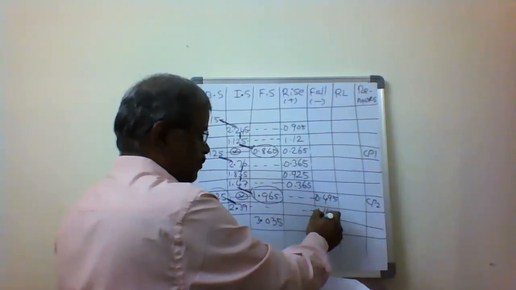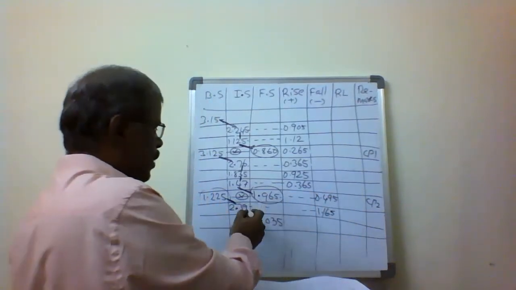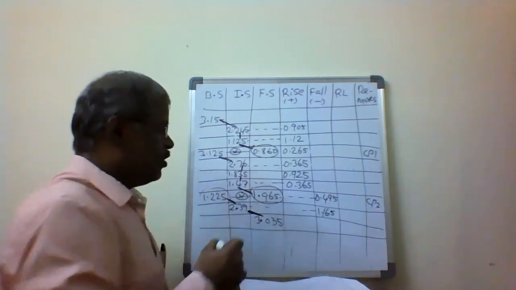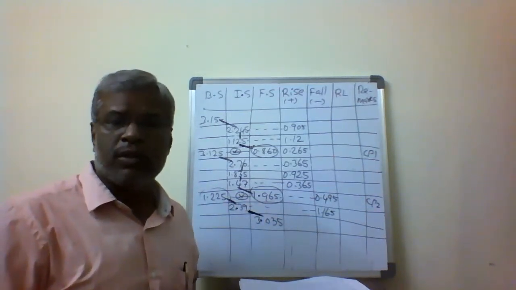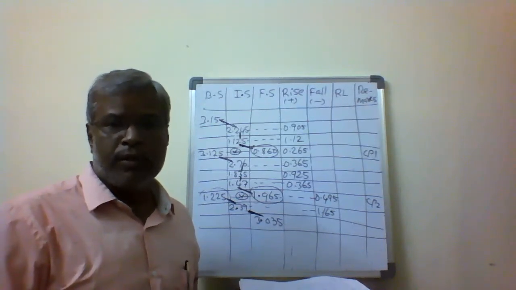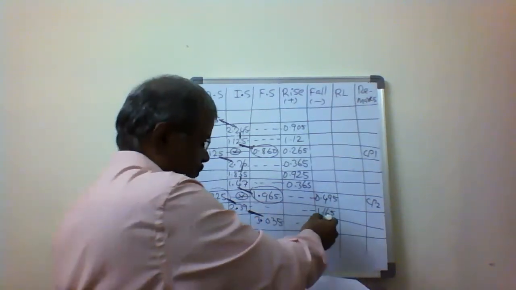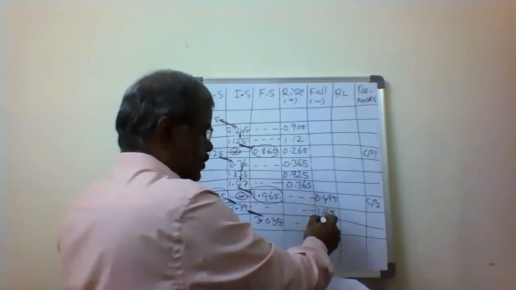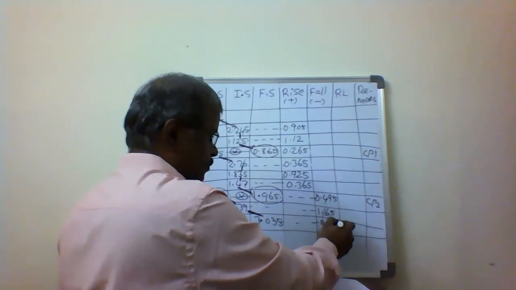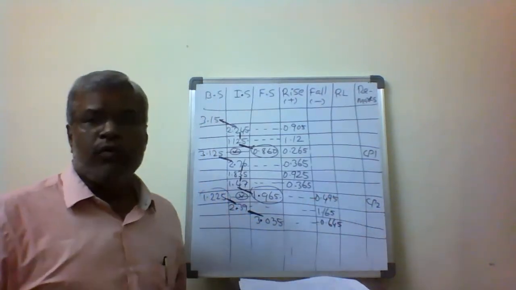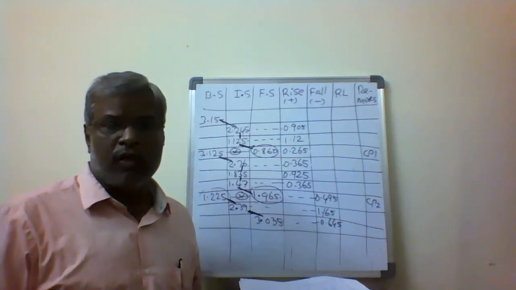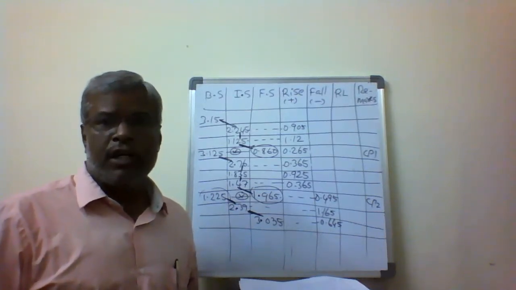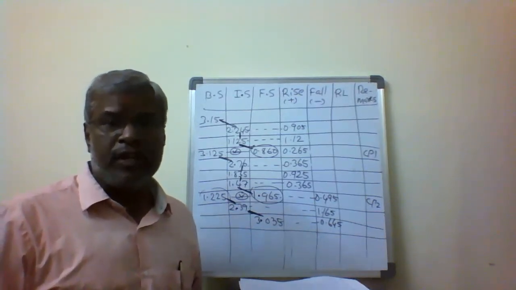1.165. Then comparing 2.39 and 3.035. The last reading, 2.39 and 3.035, this is also a negative difference, so it is a fall: 0.645. So now we have calculated the rise and the fall for the rise and fall method.